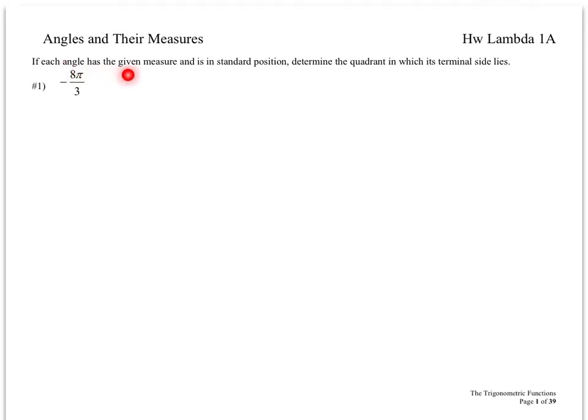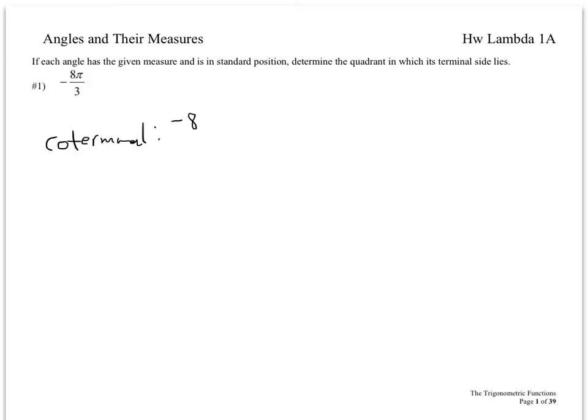If each angle has the given measure, is in standard position, determine the quadrant in which its terminal side lies. You might choose to find a coterminal angle if the angle that you're given is not inside of one positive revolution. If you don't want to do this, you don't have to.